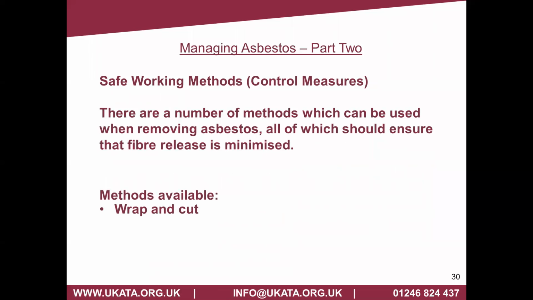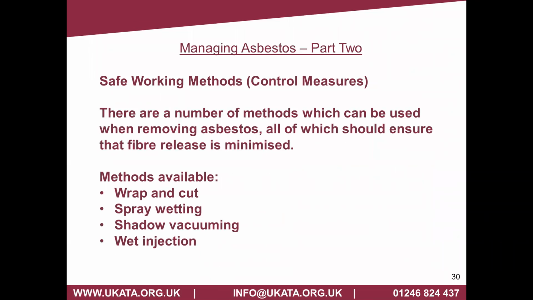So there's a number of control measures they can use, but it does depend on the product that they are working on. So wrap and cut would be for redundant plant, where they wrap it in polythene and then they cut the plant out and that gets disposed of as one. Spray wetting speaks for itself really. Spray wetting using a spray bottle with a solution of surfactant and water. Shadow vacuuming using special H-type vacuums, and wet injection systems are used for injecting pipe lagging, spray coatings, etc.